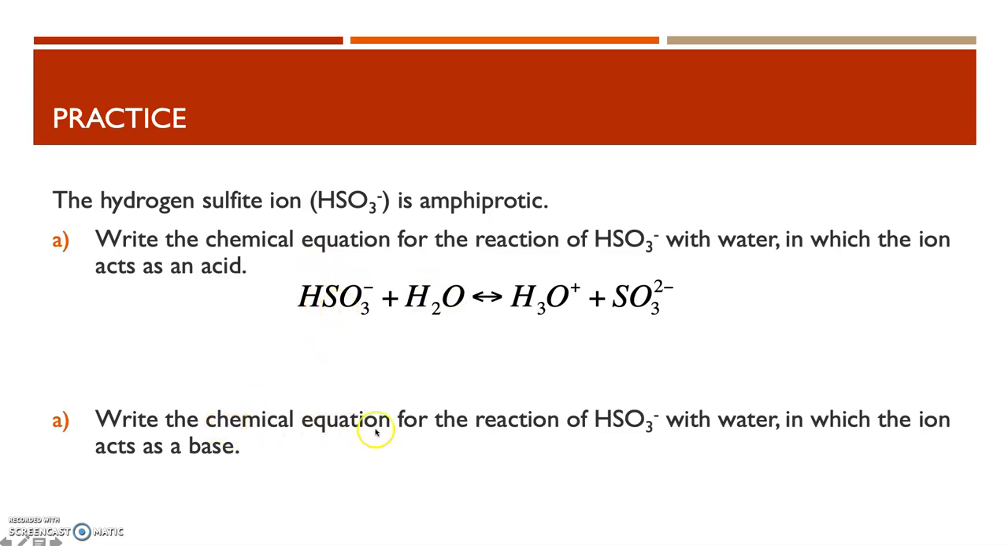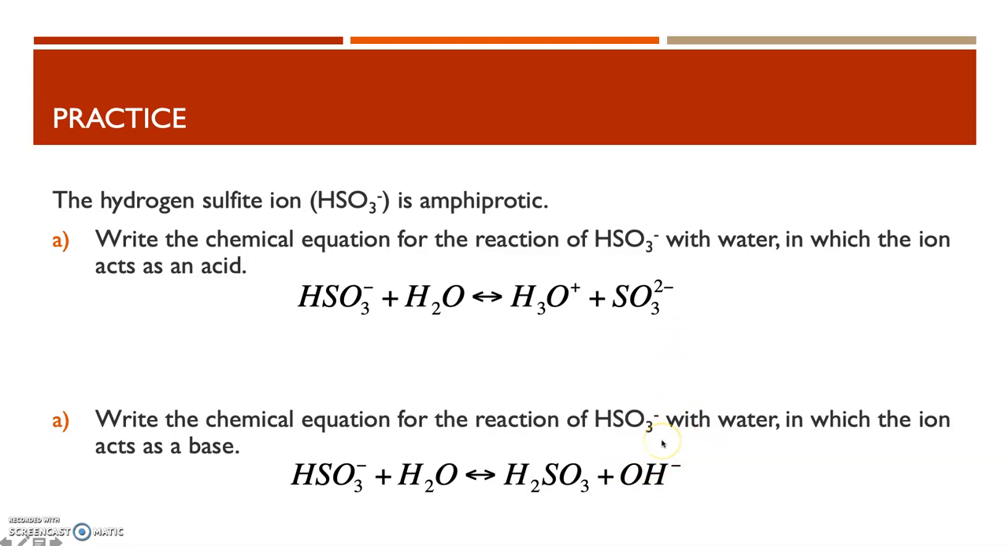We can also write the reaction of hydrogen sulfite ion with water in which the ion acts as a base. So in that case, my hydrogen sulfite is going to accept a proton from water. So the reactants are the same, hydrogen sulfite plus water, but in that case, you're accepting a proton to become sulfurous acid, H2SO3, plus hydroxide, right? So water's donating a proton, so it's acting as the acid, and what you're left over with is the hydroxide.